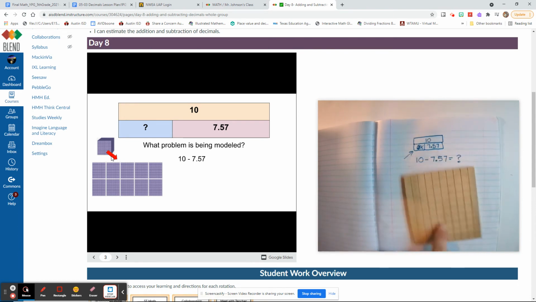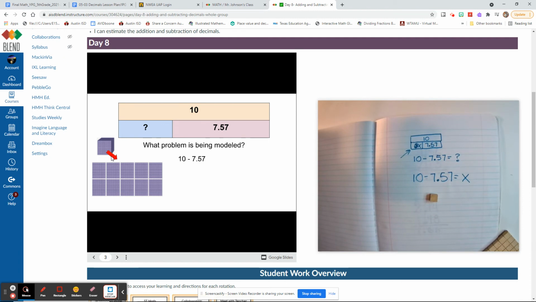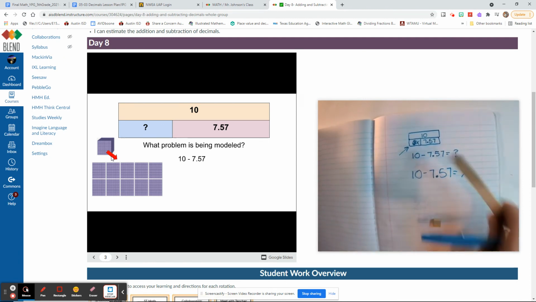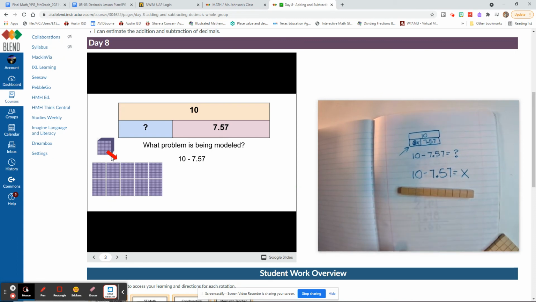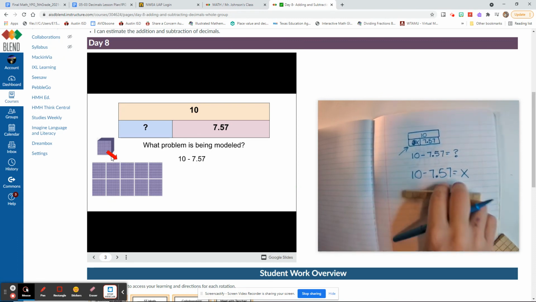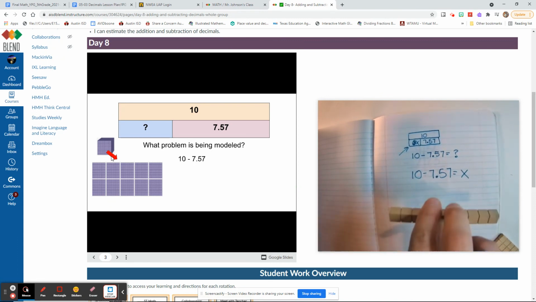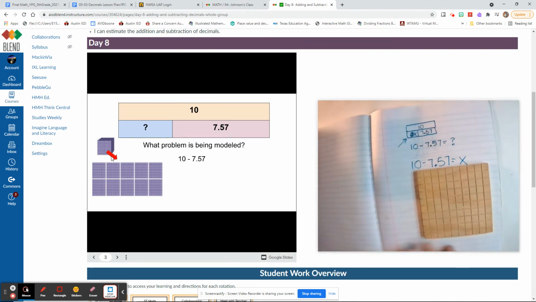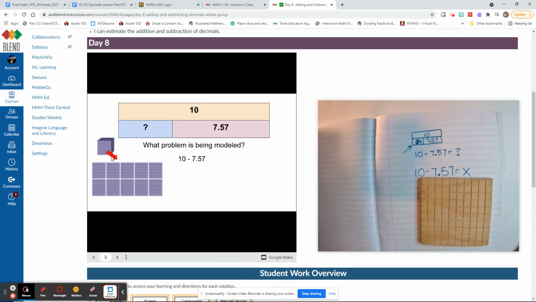So this is a dollar. A hundredth is like a penny. A tenth is like a dime. 10 pennies make a dime. 10 hundredths make a tenth. 10 tenths make a whole. So, same idea. All right.